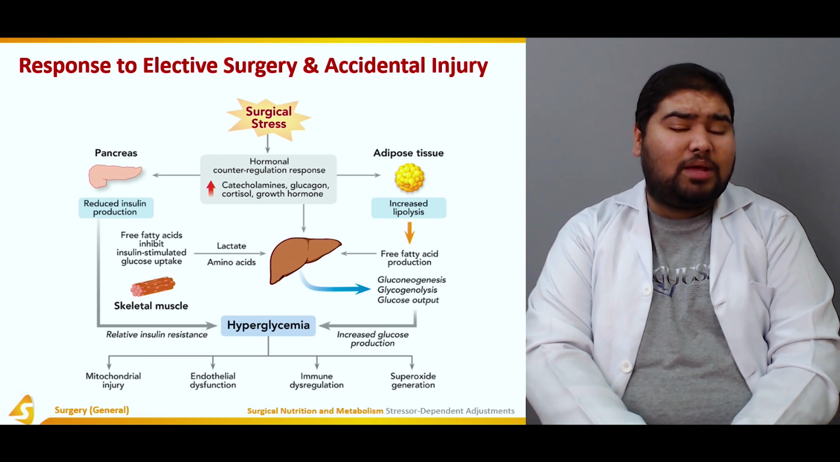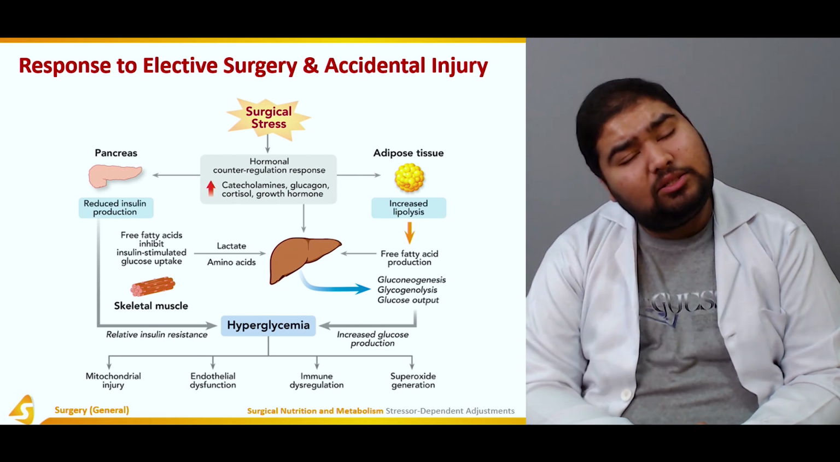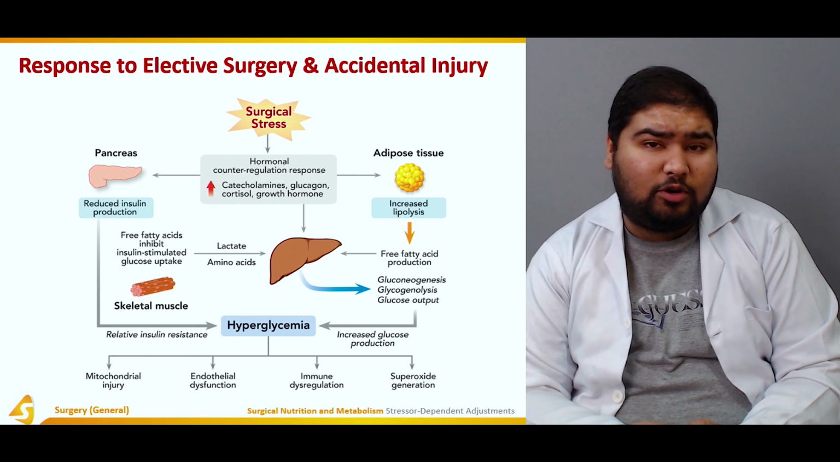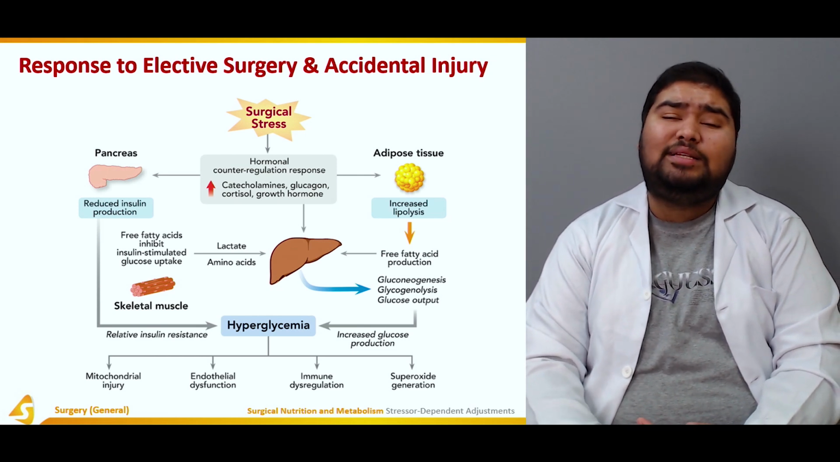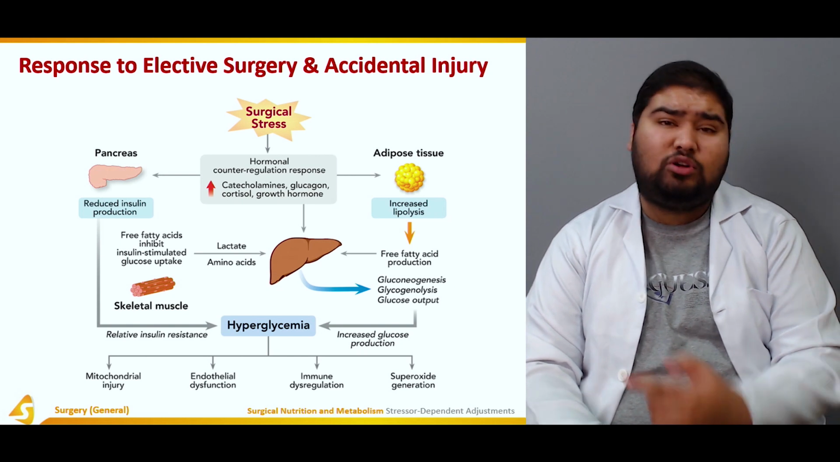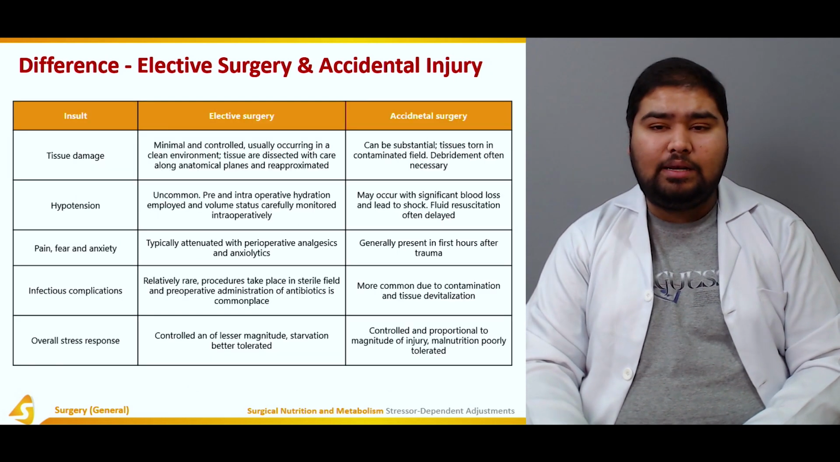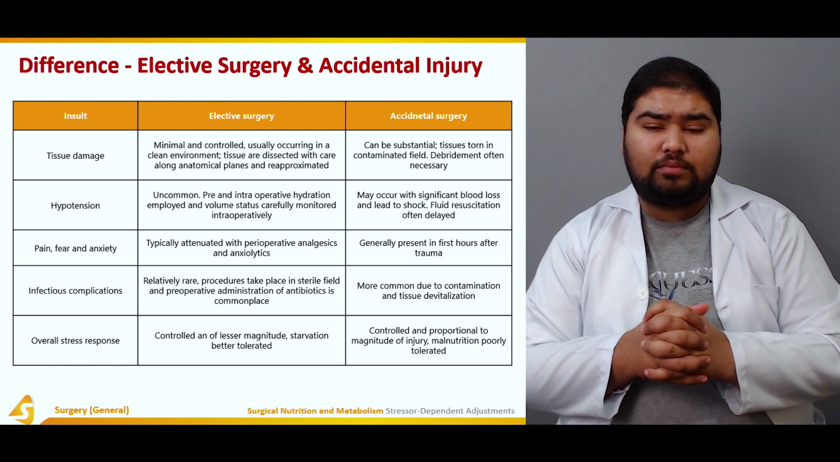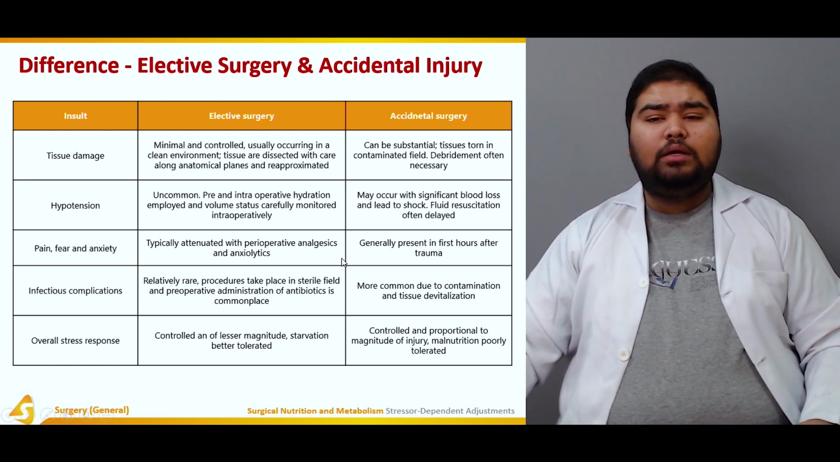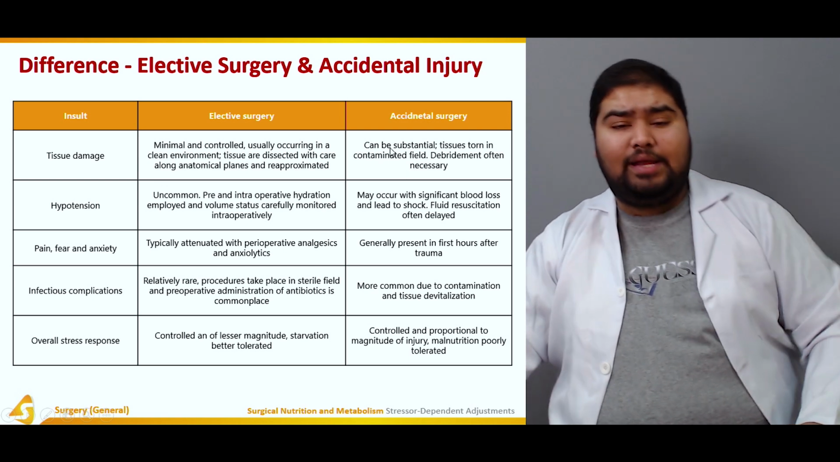Whatever the surgery may be, it is a stressor for the body and the response of the body remains the same. However, in an elective procedure, the body has time to prepare itself, while that is not the case in an accidental procedure. So again, here is a flowchart, a comparative diagram that compares elective and accidental surgery.